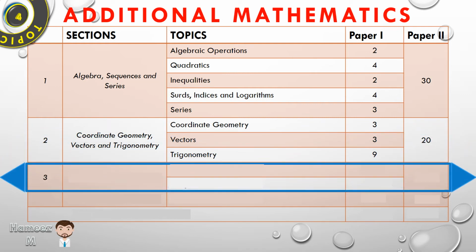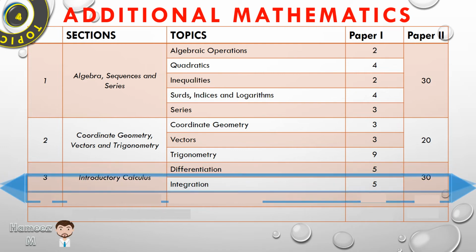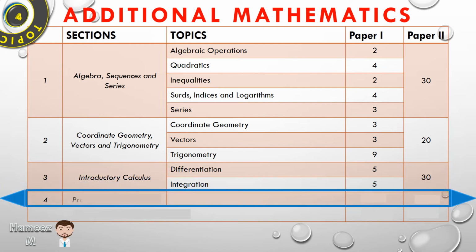The third section deals with introductory calculus, and that subtopic is differentiation, which has 5 multiple choice questions in it. Integration has another 5. And the paper 2 has 30 marks, which means that the first 2 questions in paper 2 are in section 1. The third question is in section 2. The fourth and fifth questions are in section 3. So the last question is in the section 4, probability and statistics.